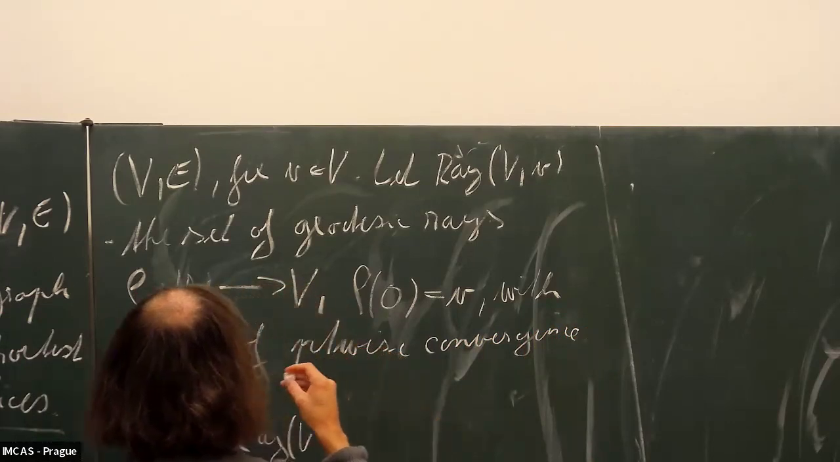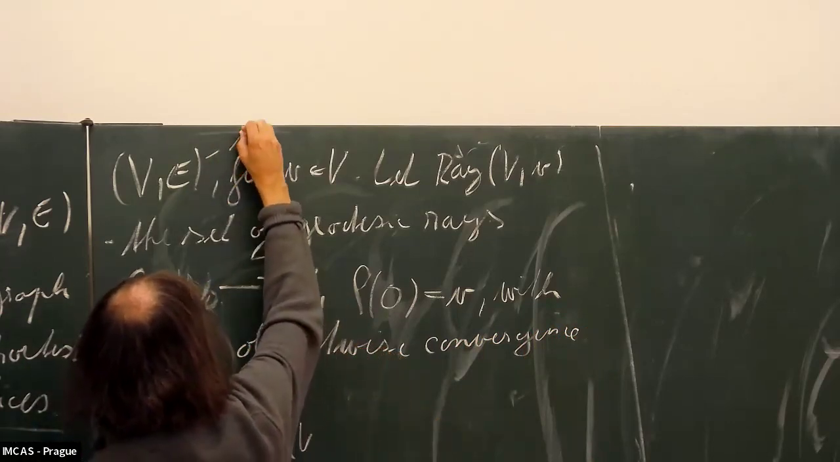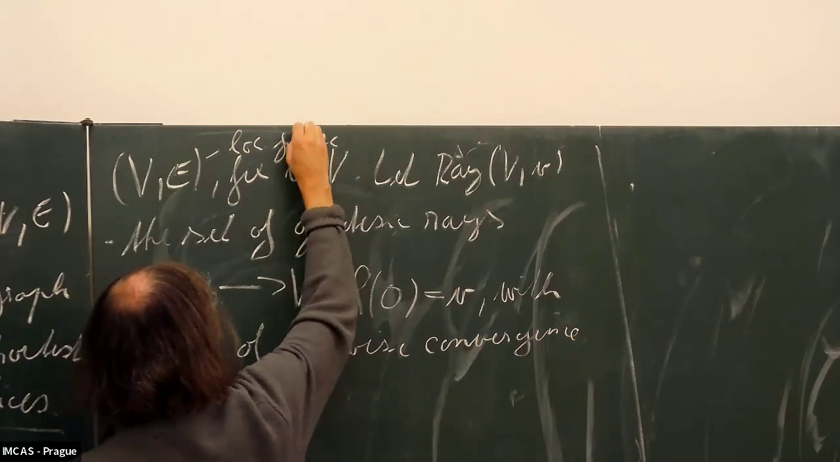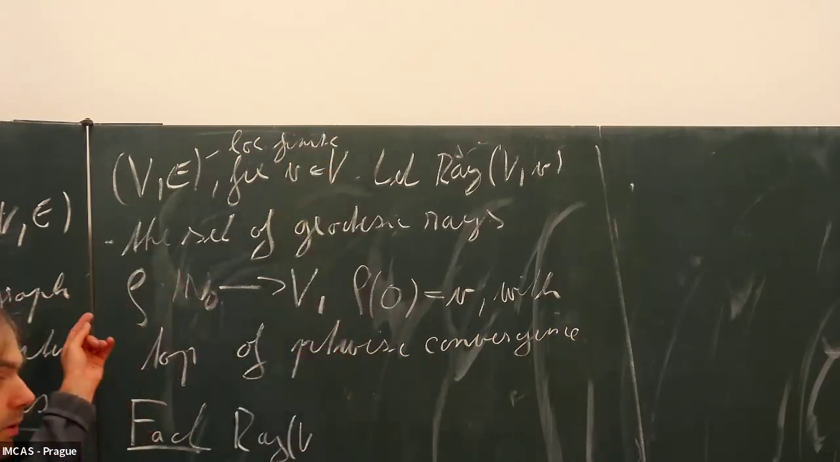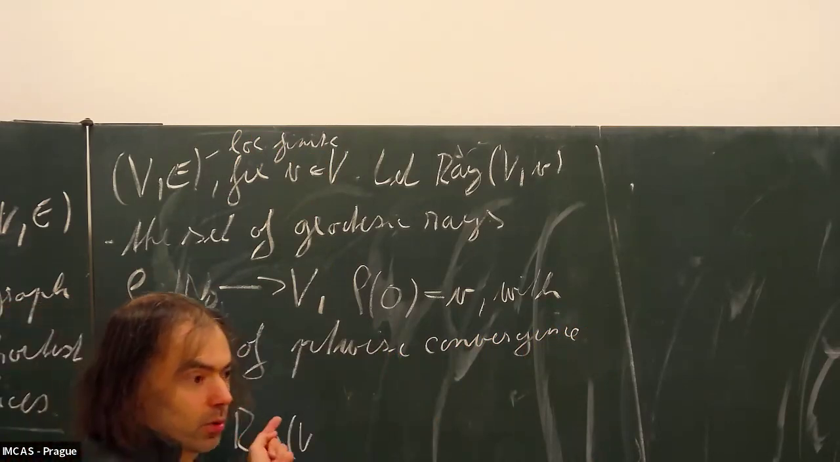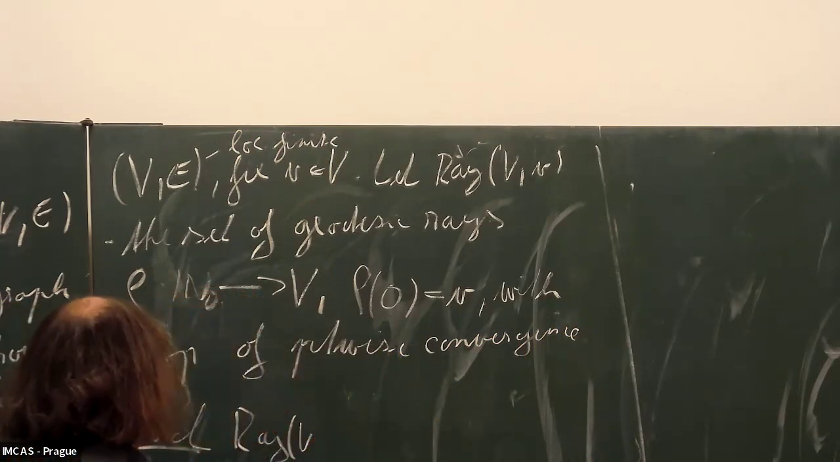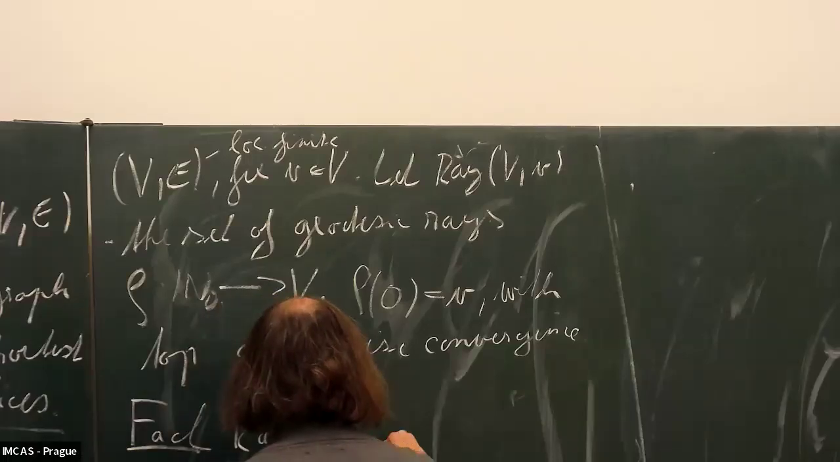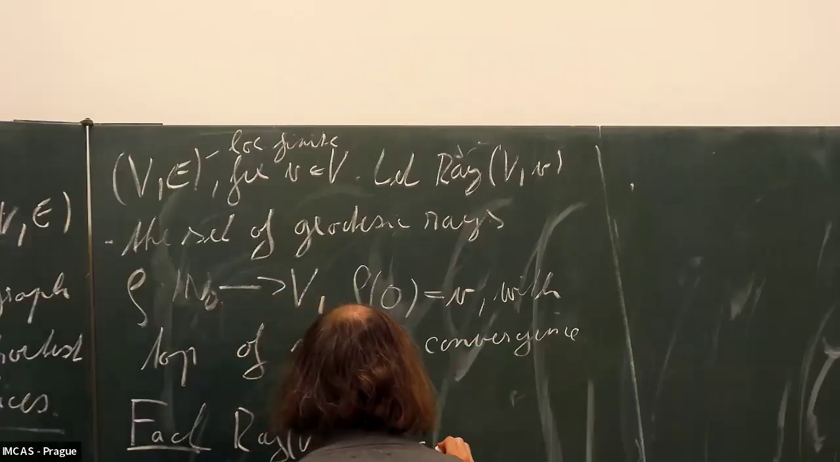So that means one more condition: that this graph is locally finite. What does locally finite mean? It means that each vertex is incident to just finitely many edges. Under this condition, the space of rays is compact.